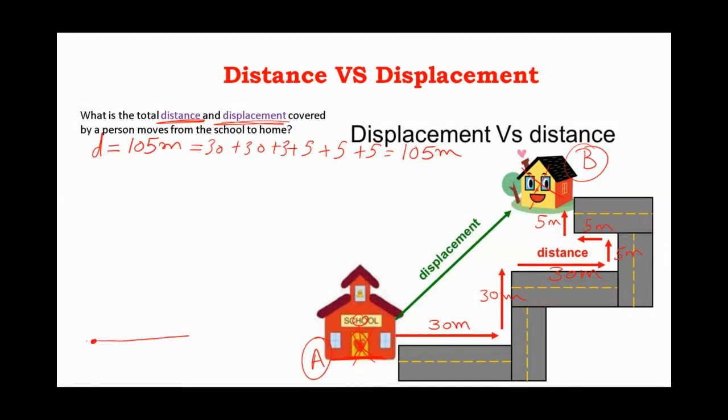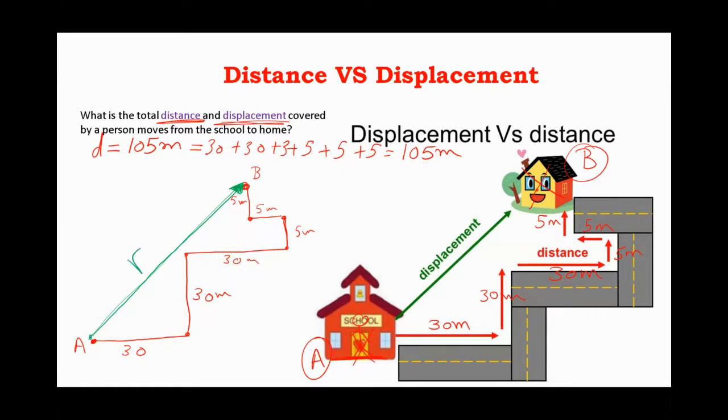I have 30 meters. I start from A, 30 meters to the right, 30 meters upward, another 30 meters to the right, 5 meters upward, 5 meters backward, another 5 meters upward until you reach point B. So I can draw the displacement as this green line. So this is the displacement. I will call it R.